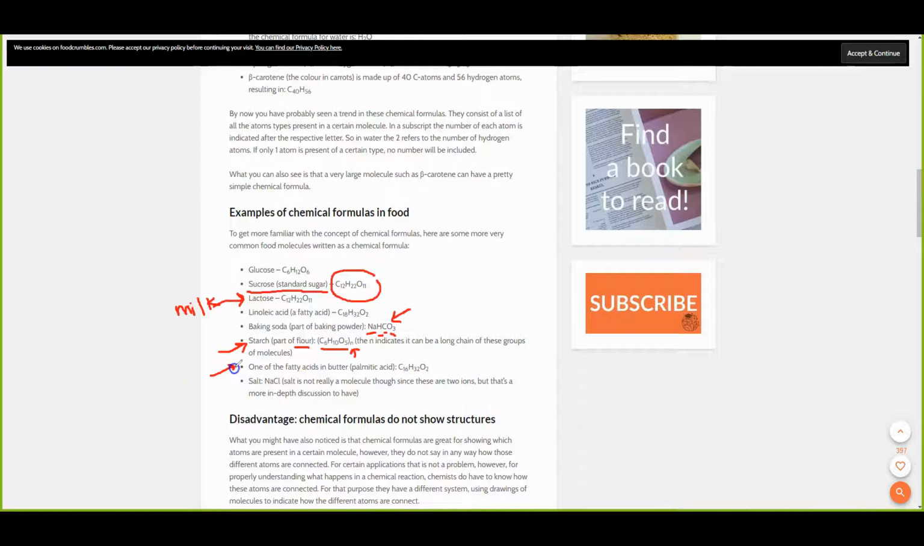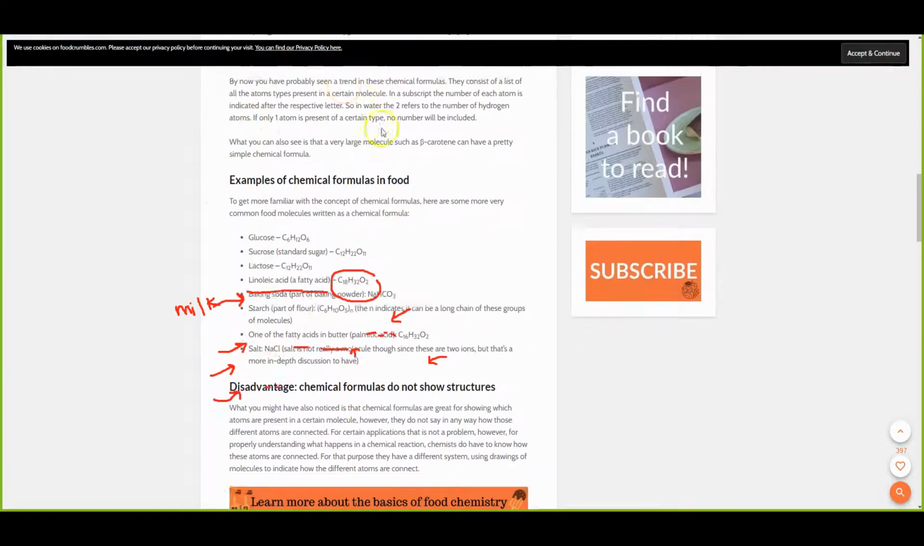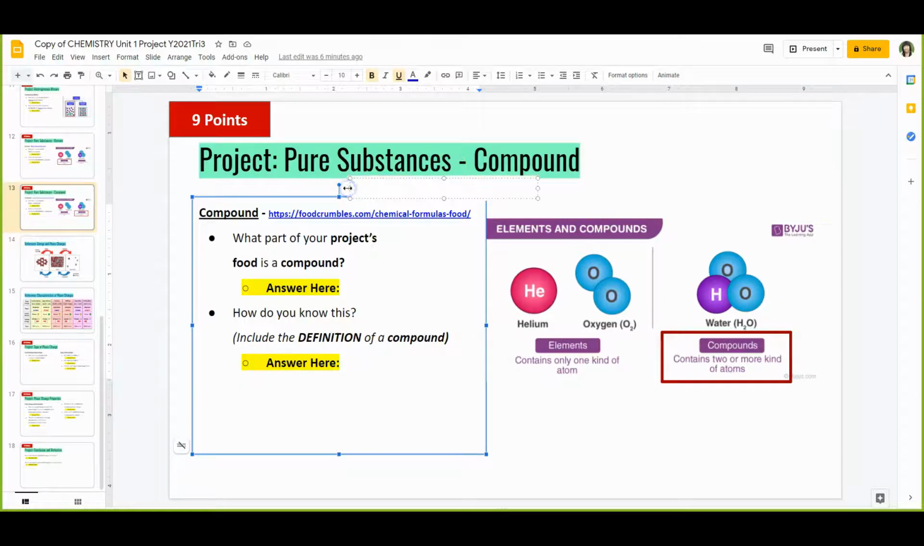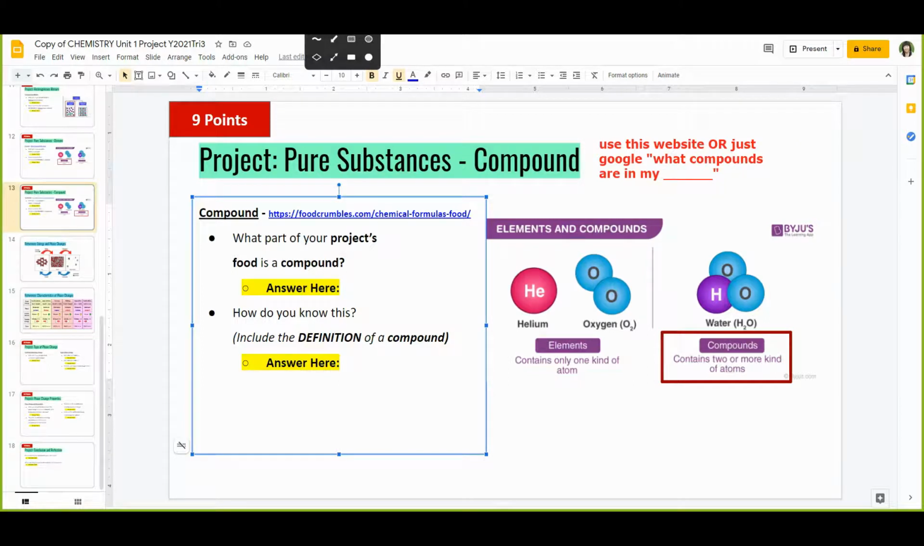If you have butter, there's palmitic acid in butter. Here's the chemical formula for palmitic acid. And salt. Everyone's pretty familiar with salt. Salt has sodium and chlorine, NaCl. Those are two different elements. All right, so you can choose any of these, or if you want, you can Google. So either use this website or just Google what compounds are in my food, and what is your food, right? Don't say chemicals because you'll get weird stuff. So what compounds are in my food, okay?